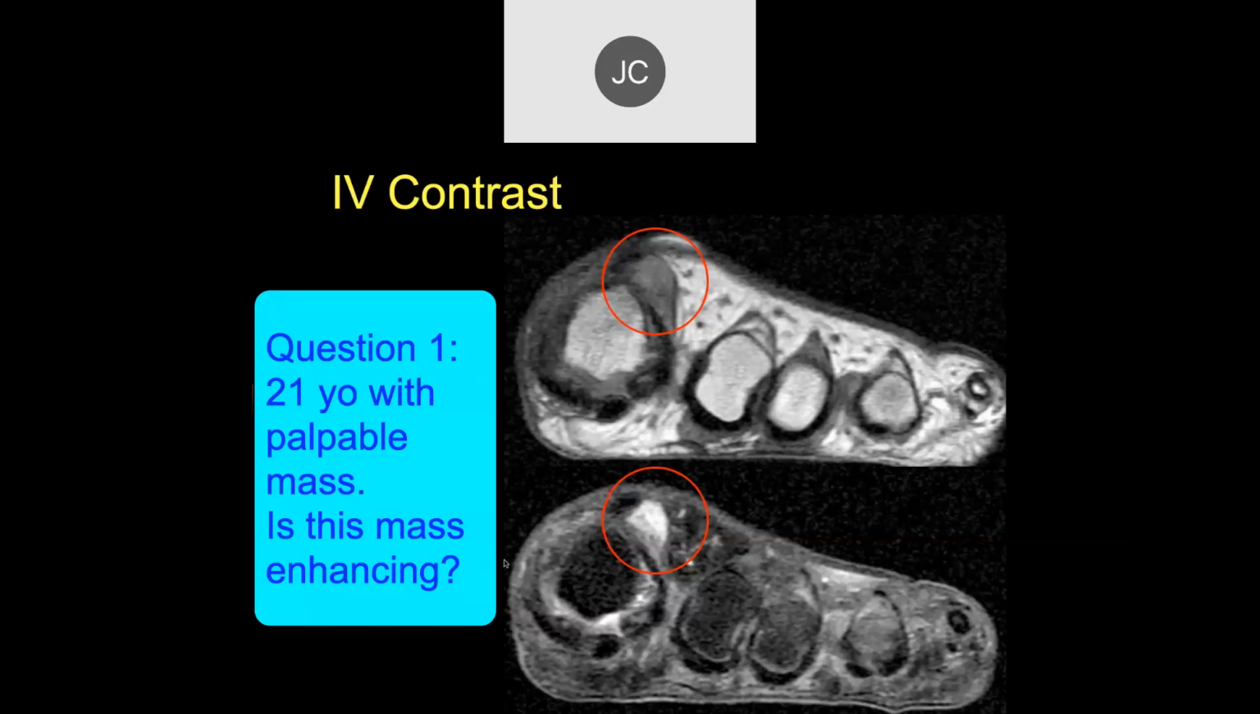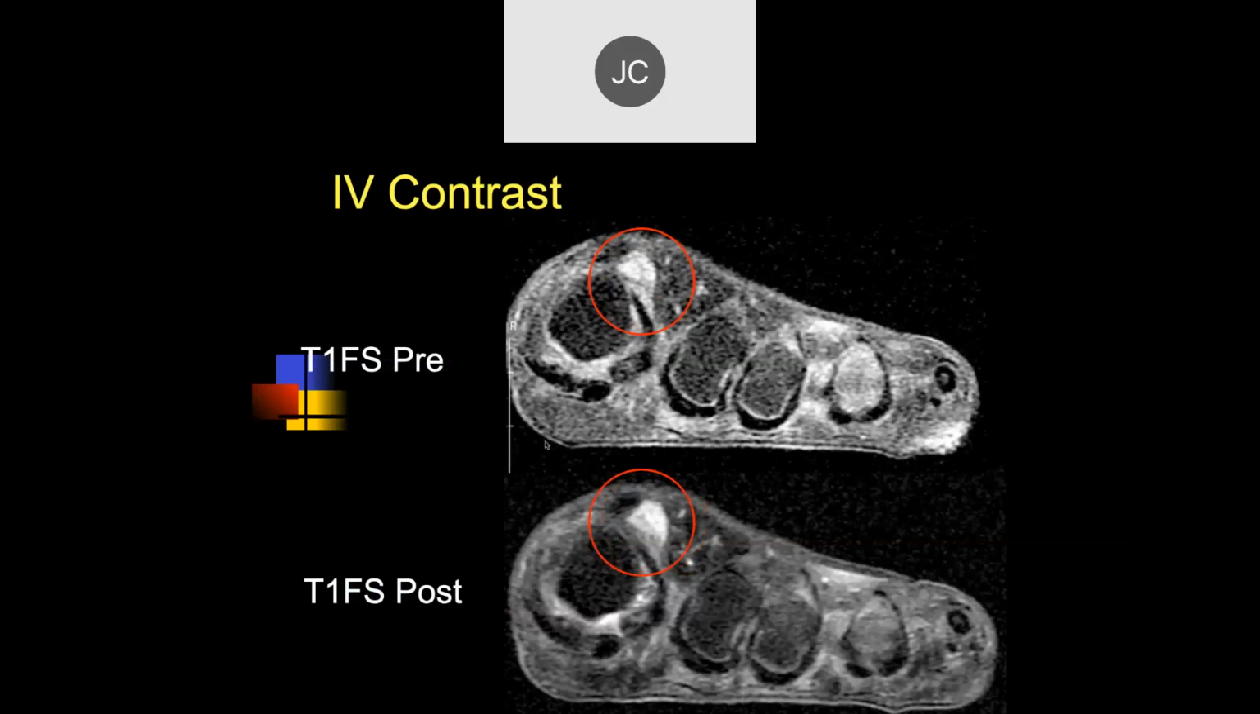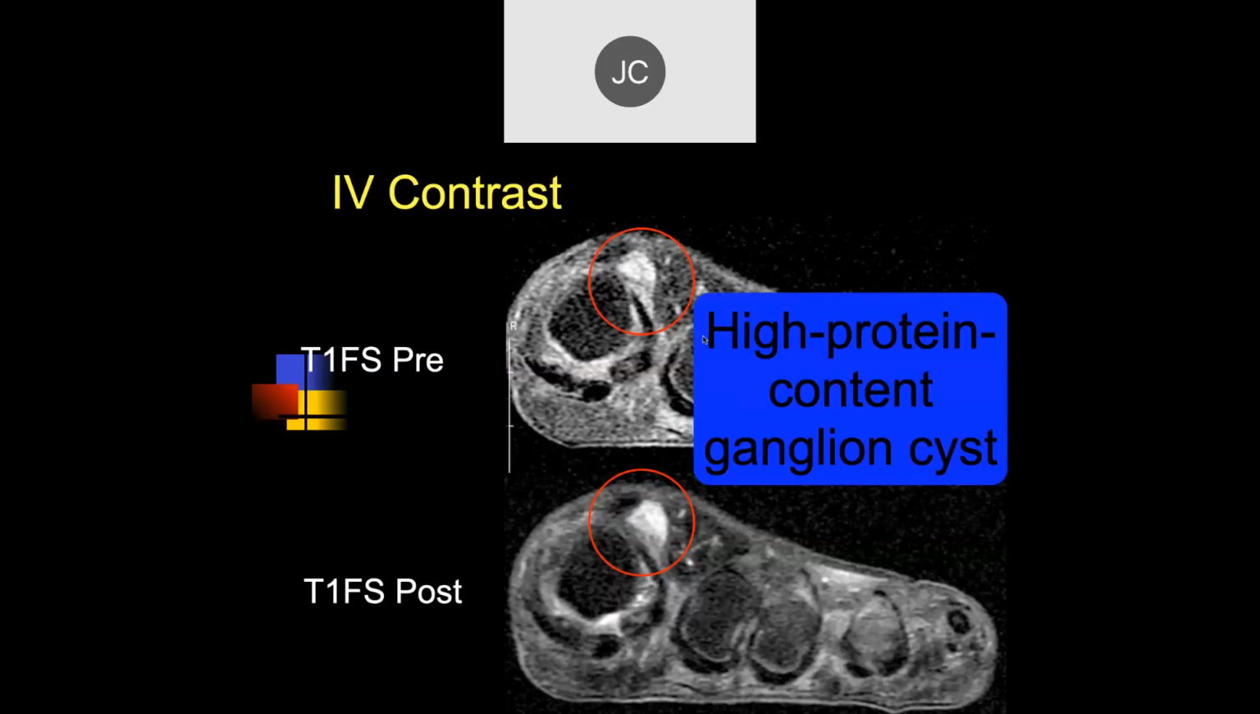So let me show you what the T1 fat sat pre image looked like. So this is the T1 fat sat pre image, and this is the T1 fat sat post image. Oh, you're saying that's not enhancing. And you can see it's basically the same signal intensity, so it's just noise. It's just a fatty lesion, right? And just remember, for a lot of these cysts, they're going to have high protein content.